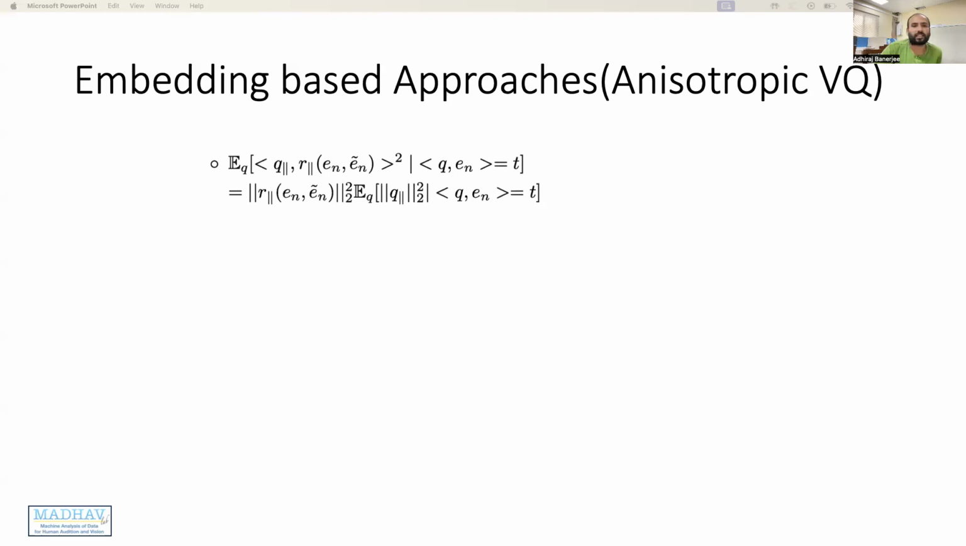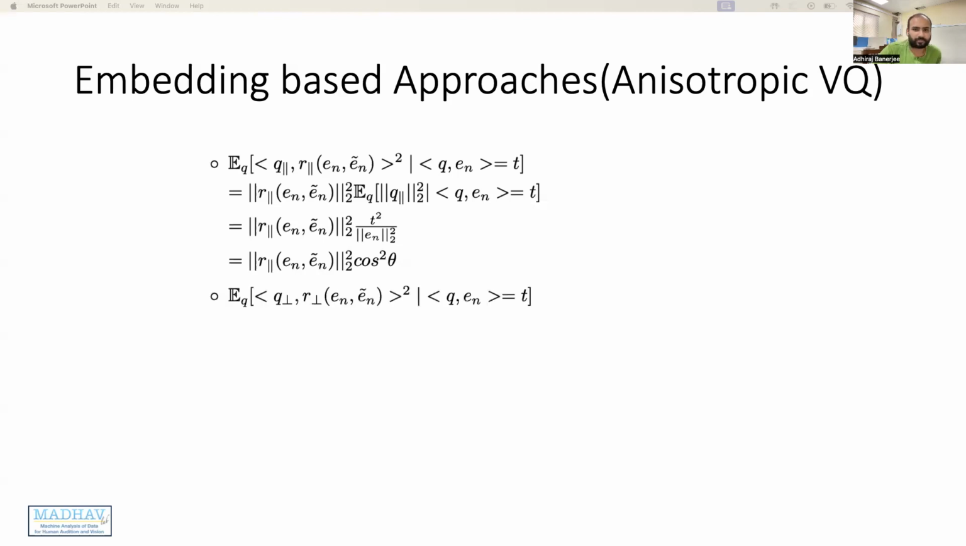Because the expectation is only dependent on, and is being performed over, all possible queries in the unit sphere. For a given value of t, which is the inner product between query and embedding en, this expectation comes out as t squared divided by the norm of embedding en squared, as q parallel is simply the projection of the query on the embedding en. Now, in terms of theta, by the definition of t, it simplifies to cos squared theta.